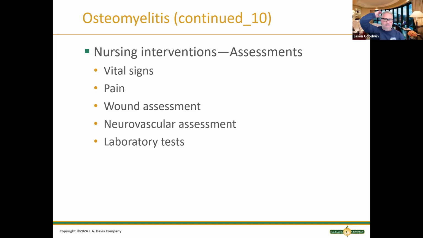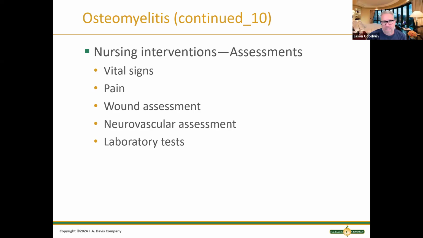Interventions. So in our assessments, we're going to take our vital signs. You might have an elevated heart rate or other signs of infection like a fever. You might have increased pain because of inflammatory process. The wound assessment might have redness, heat, purulent drainage if it's open, and then edema.